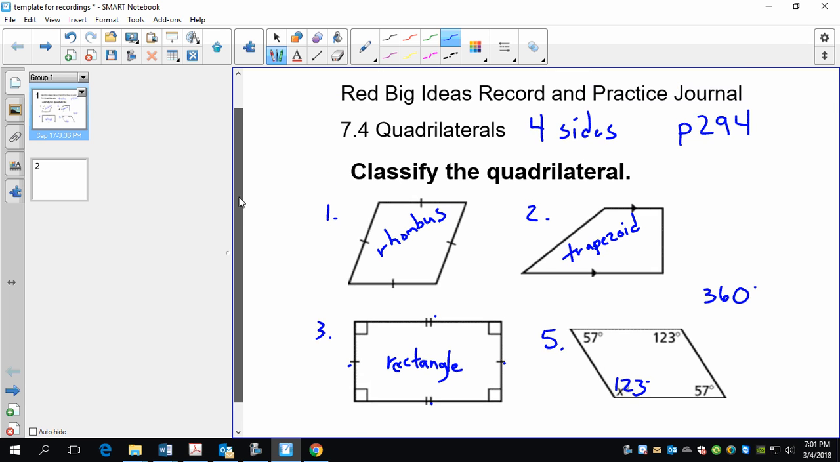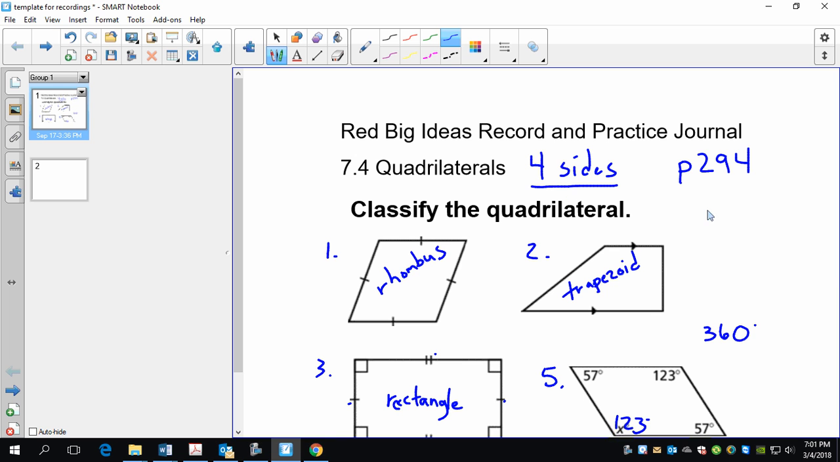So this has been 7.4. We're dealing with quadrilaterals. Again, remember these are the four-sided figures. A nice resource page would be page 294 in your red textbooks.